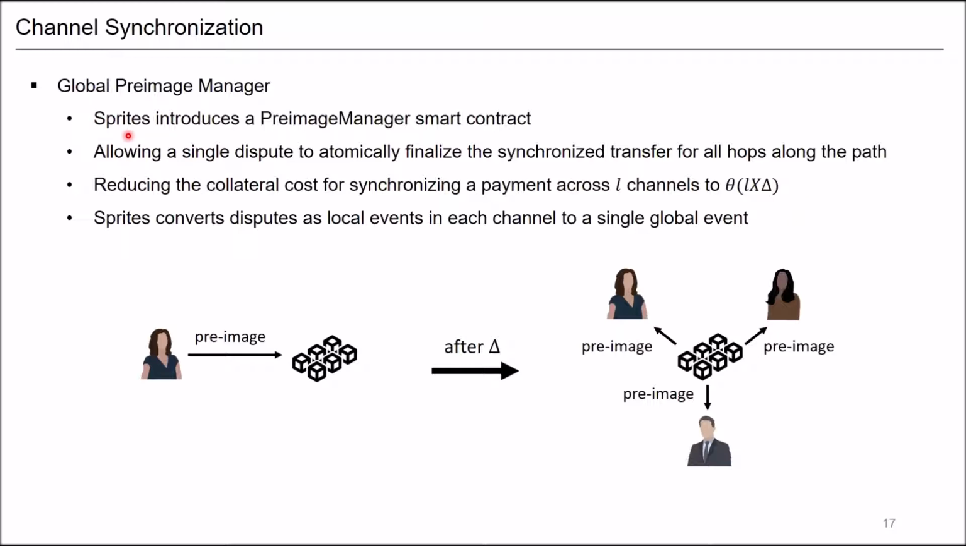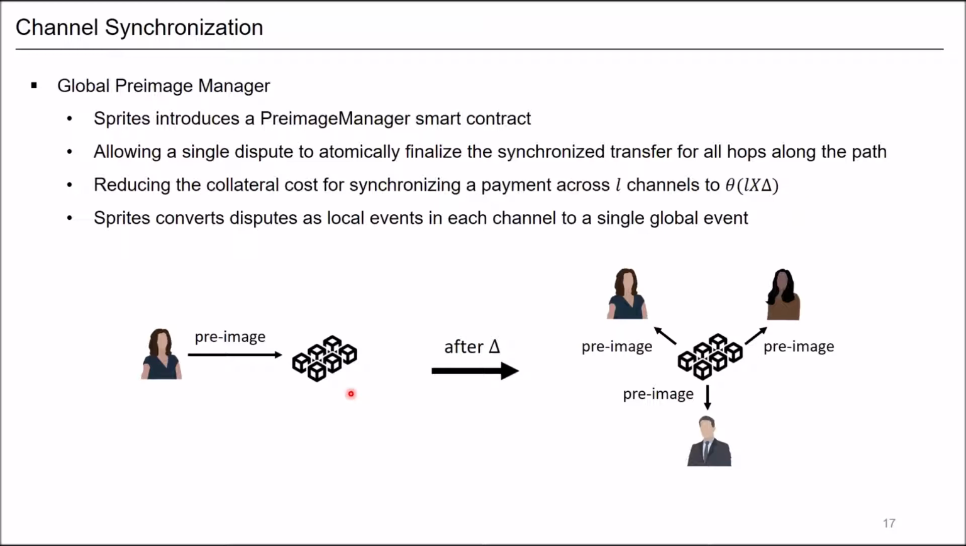Sprite allows a single dispute to atomically finalize the synchronized transfer for all hops along the path, and this reduces the collateral cost for synchronizing a payment across L channels to ζ L x Δ. So Sprite converts disputes as local events in each channel to a single global event.